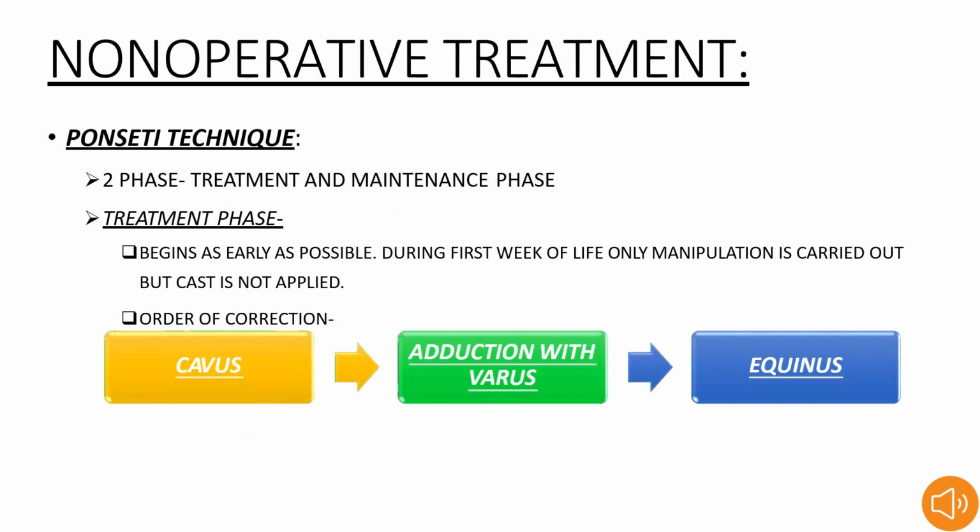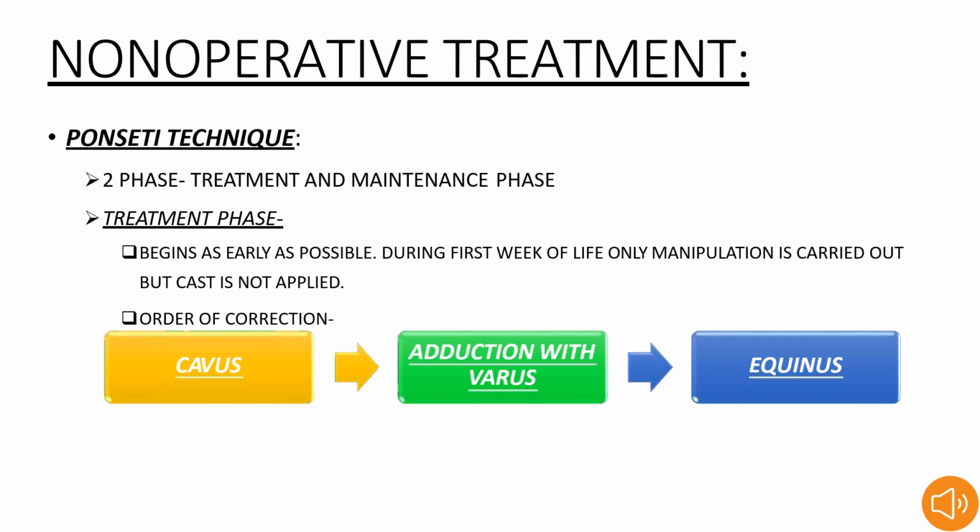Now, the Ponseti method. It is a two-phase method in which there is first phase, that is treatment phase, and second phase, there is maintenance phase. In treatment phase, the treatment is usually started as soon as possible during the first week of life. Only manipulation is carried out and cast is not applied. So mostly after the first week, the casting can be started.